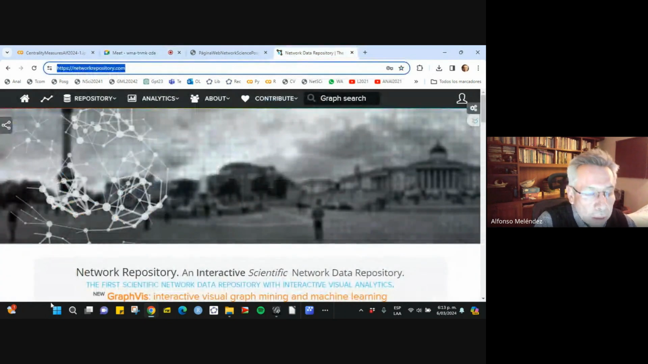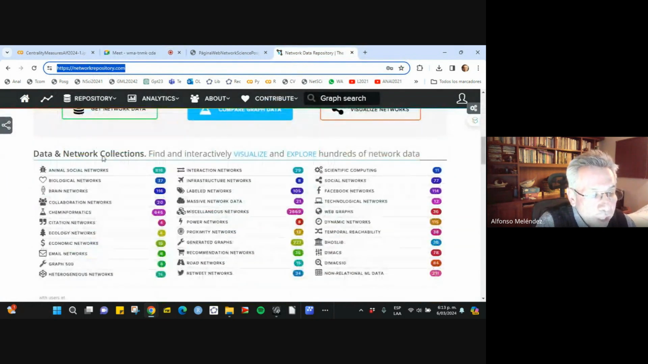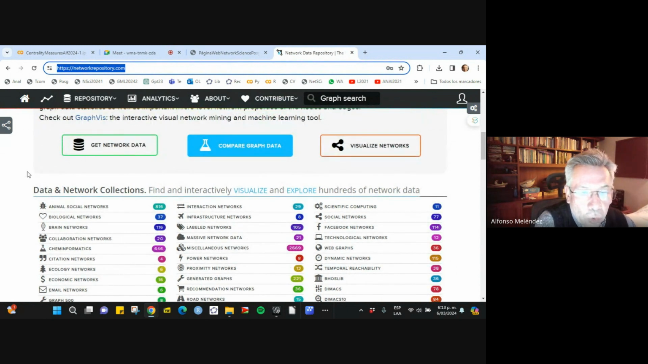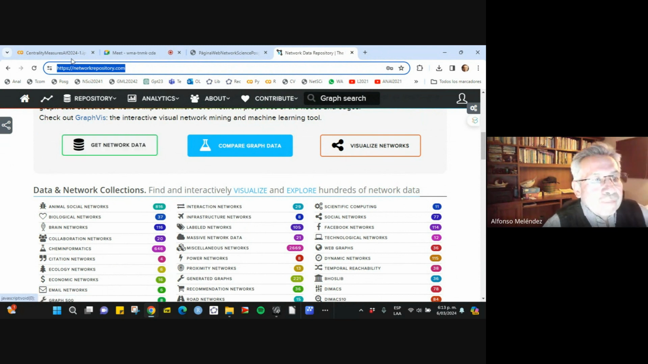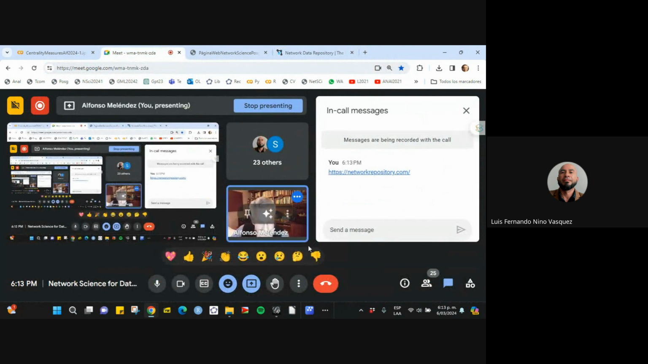So here you can explore social networks, biological networks, brain networks, collaboration, economic, infrastructure, technological, road networks, retweet. Okay, this is a very good repository. So you have plenty of sites, plenty of networks that you can choose for your mini project.